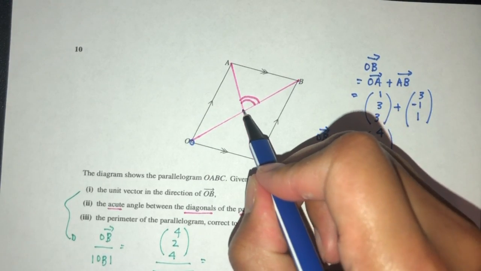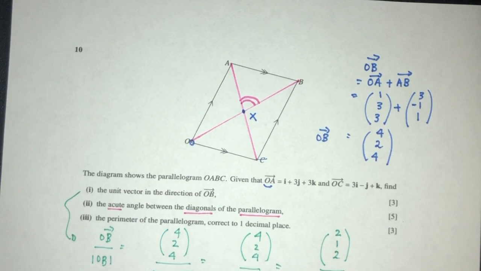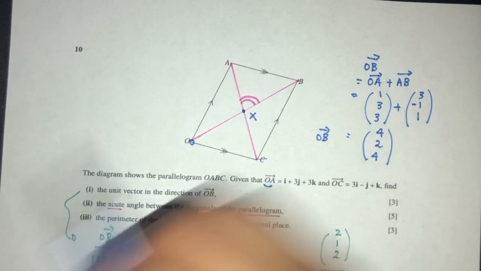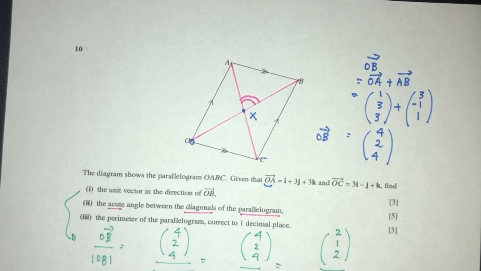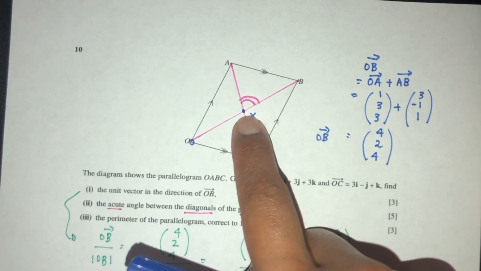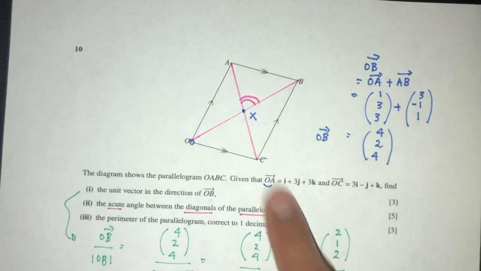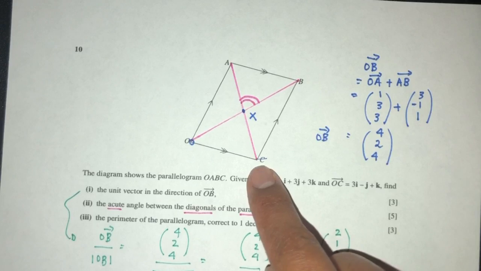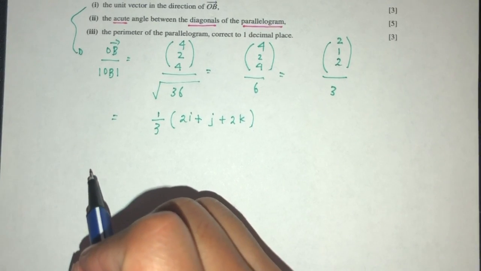So how would you find this angle? Let's call this X, for example. We're trying to find the angle AXB. But anyways, the main idea is that this angle is between the direction of AX and OB. Right? If that makes sense. This angle is between the two directions of AX and OB. So OB and AX. Same thing. So let's take this one, between the direction of CA and OB. Right? So let's find the directions first.